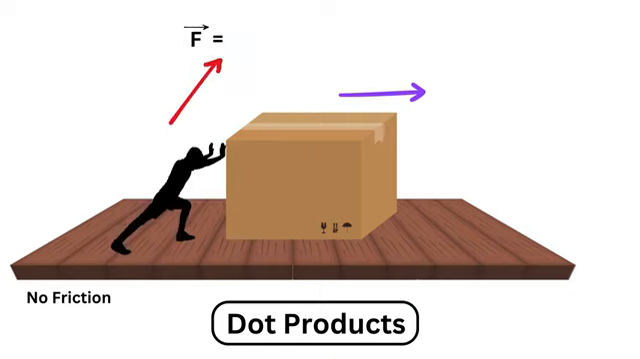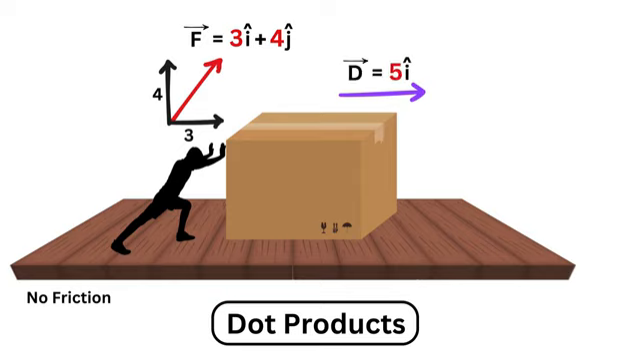Let's say you are pushing a box with a force of 3i hat plus 4j hat, meaning 3 Newton force to the right and 4 Newton upward. The box moves 5i hat, meaning 5 meters to the right.